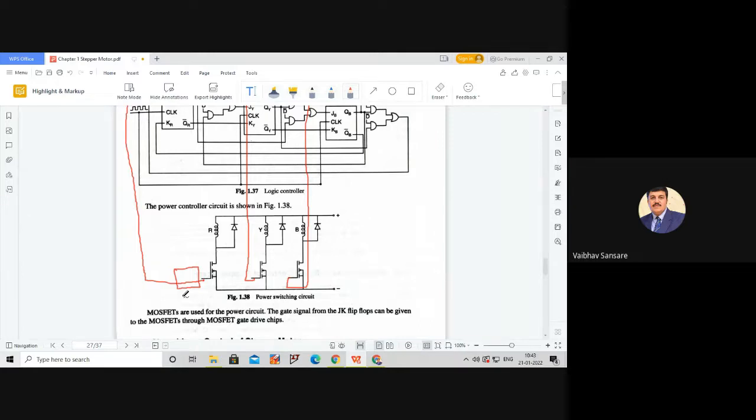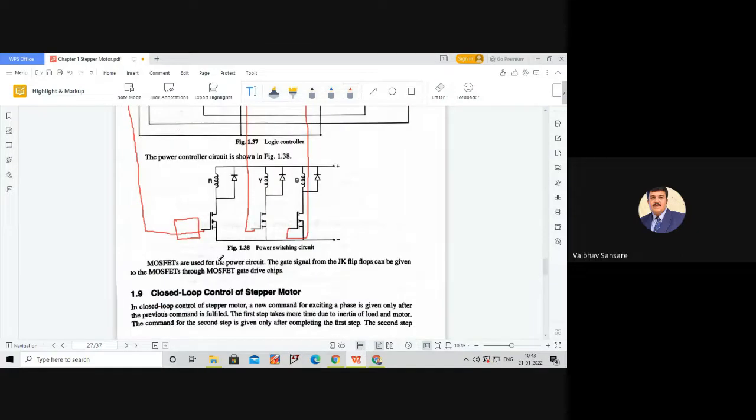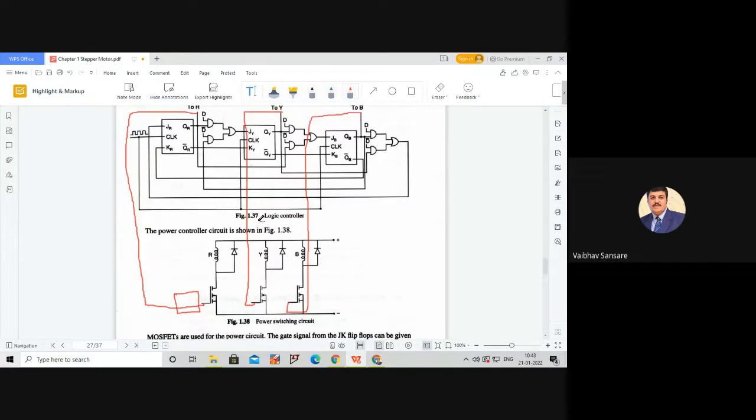and that will energize the particular phase winding, and according to the step angle and according to the direction input which is provided to this JK flip-flops, the motor will run with the desired step angle. Now this is an open loop control scheme.